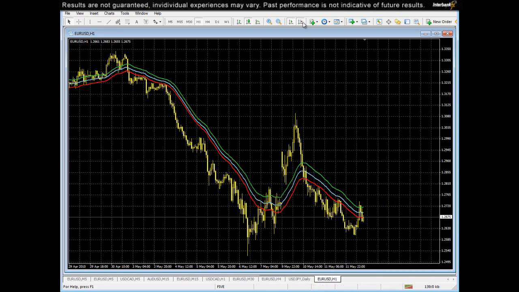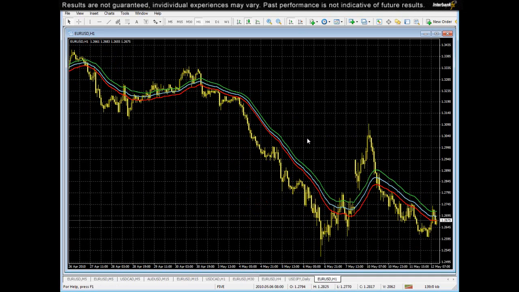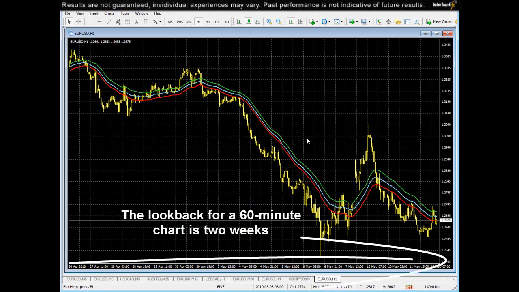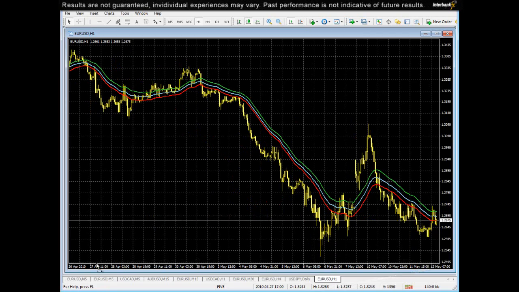Now the look back for this chart, for all 60-minute time frames, is going to be 2 weeks. So I want to focus on 2 weeks. If it's a little bit more, like it is right now, that's absolutely fine. And I take a look at the angle at which my wave is moving. Now here's the nuance that I think is really helpful.